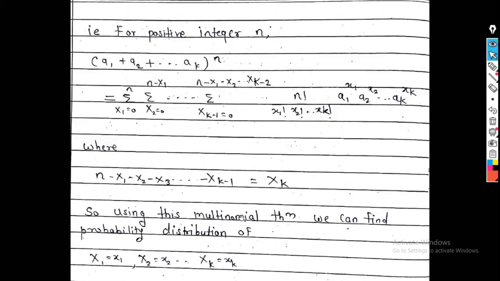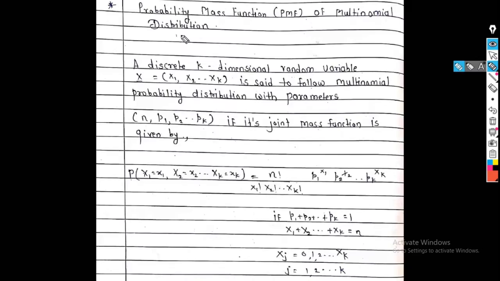So using this multinomial theorem, we can find the probability distribution of X1 equal to x1, X2 equal to x2, up to Xk equal to xk. So this multinomial theorem is useful while finding the PMF of the multinomial probability distribution. Let us see the probability mass function, that is the PMF, of the multinomial distribution.